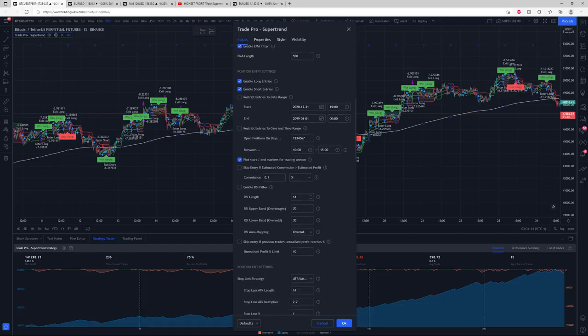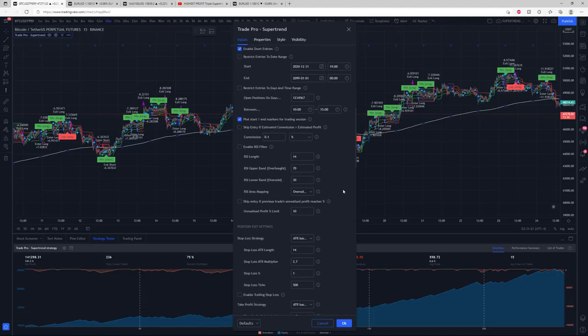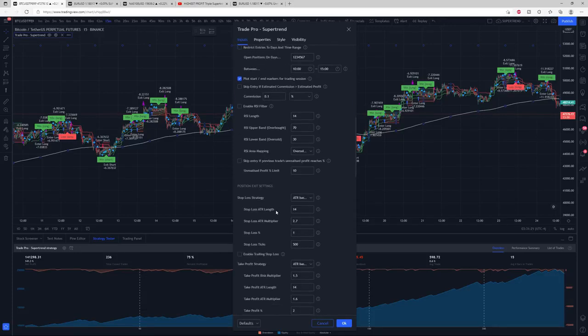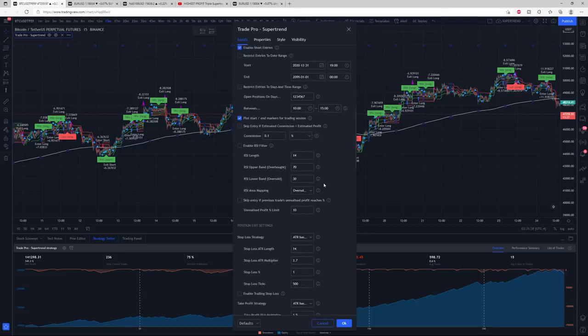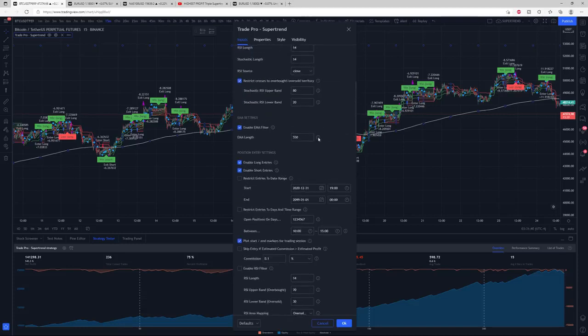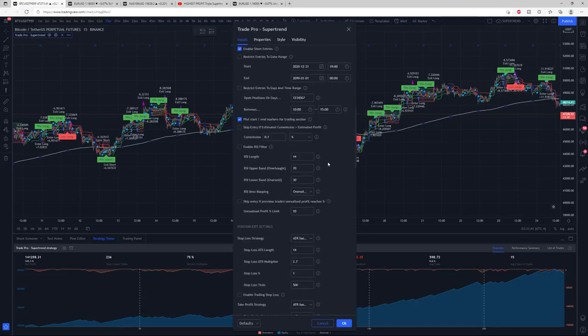And you can also have it skip the trades if the estimated commission is greater than the estimated profit. And there are some other filters here, like the RSI filter, and you can also have it skip entries if the previous trade's unrealized profit reaches a certain percent. And we have explanations for each of these things, little info circles here. So if you need help understanding any of these, we have little explanations here.